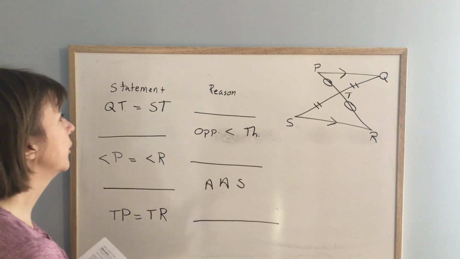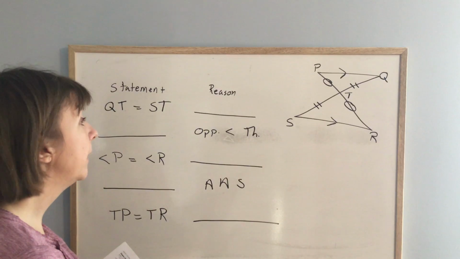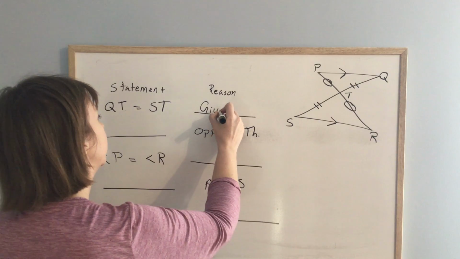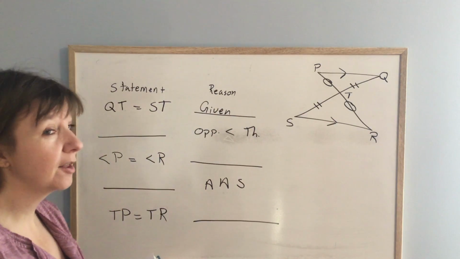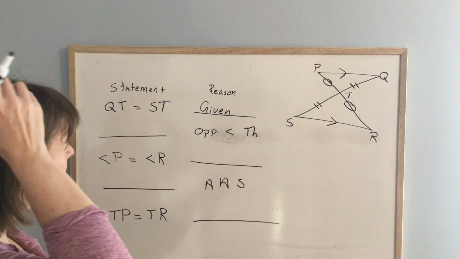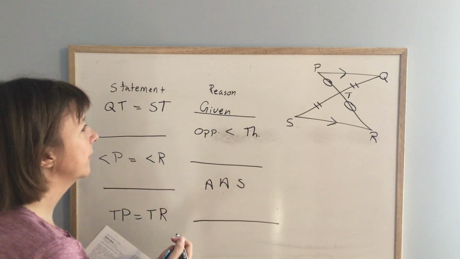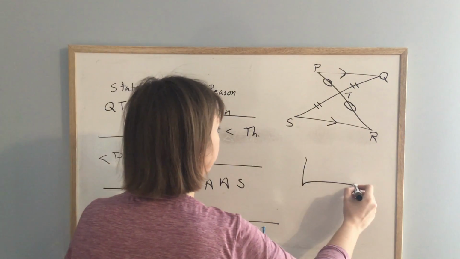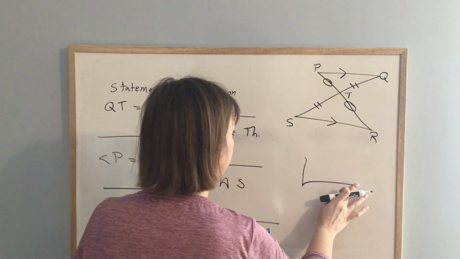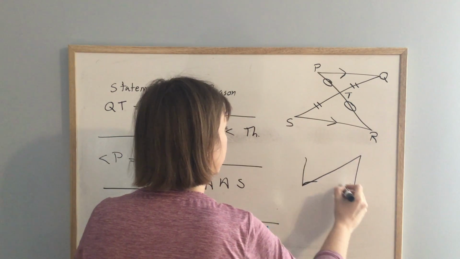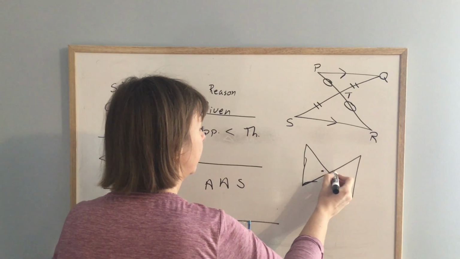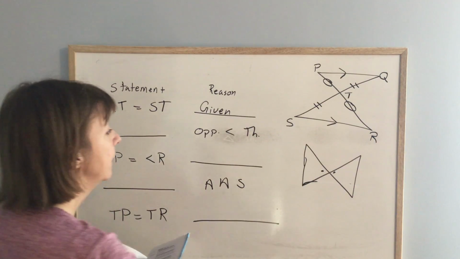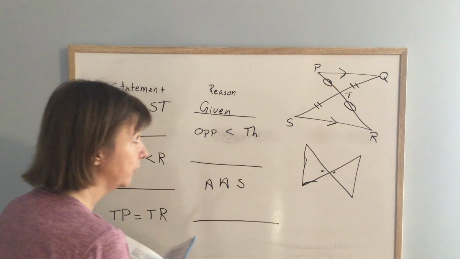All right, so first, QT is equal to ST, my favorite reason, given, because they said so. Now they say opposite angle theorem. Opposite angle theorem is what I call a bow tie situation. If I have, wow, that was badly done, sorry. If I have two triangles that are hooked together, the opposite angles, see, to me that looks like a bow tie, that's why I call it bow tie. The opposite angles have to be equal.